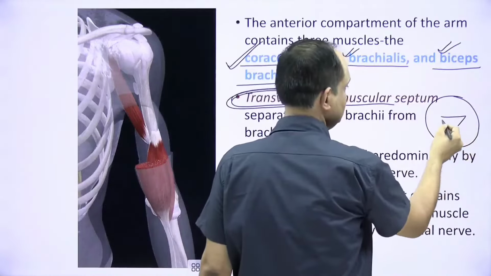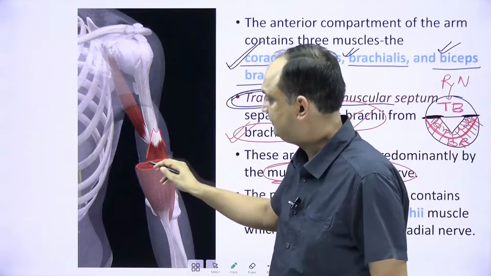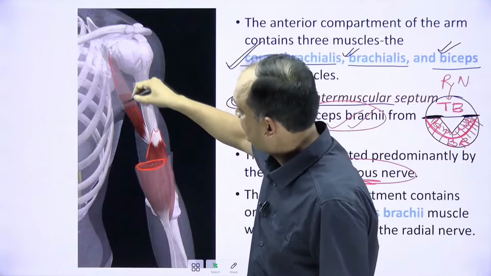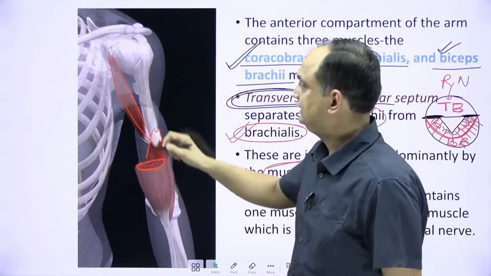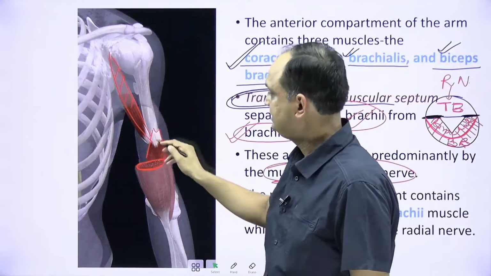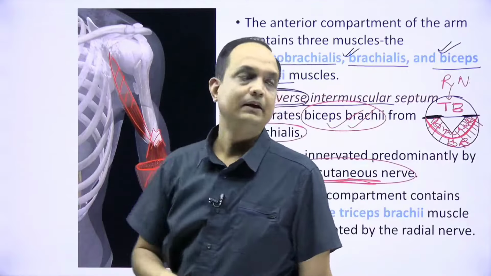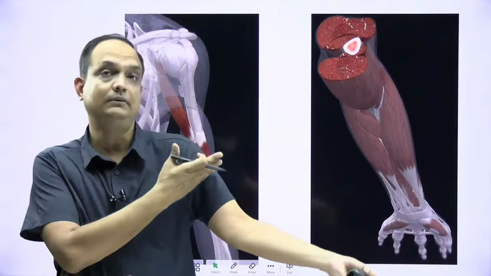Here you can see this is your brachialis, which is a deeper muscle, and this is the cut margin of the biceps, which is a superficial muscle. This is the coracobrachialis, which is present on the medial side of your arm. So these are the three muscles: coracobrachialis, brachialis, and biceps brachii. Clear? Now this is the section of the arm.